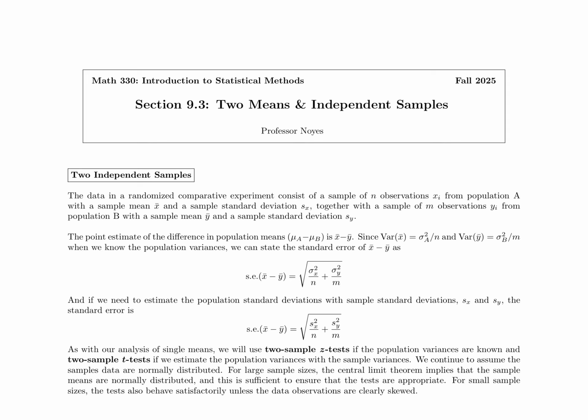Since we know that the variance of x bar is sigma A squared, population A, over n, and the variance of y bar is sigma B squared, because that's population B, divided by m, when we know the population variances, we can then say the standard deviation of the sampling distribution, which we call the standard error, of x bar minus y bar is SE of x bar minus y bar equals the square root of sigma A squared over n plus sigma B squared over m, where n is the size of sample A and m is the size of our sample from population B.